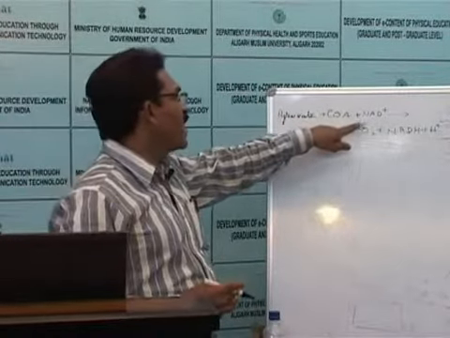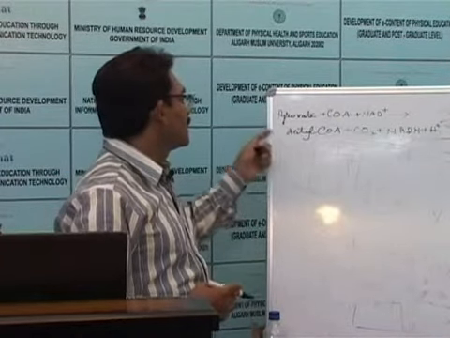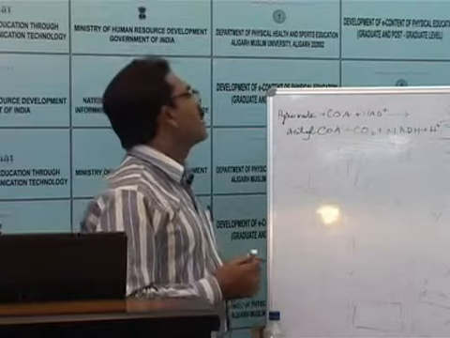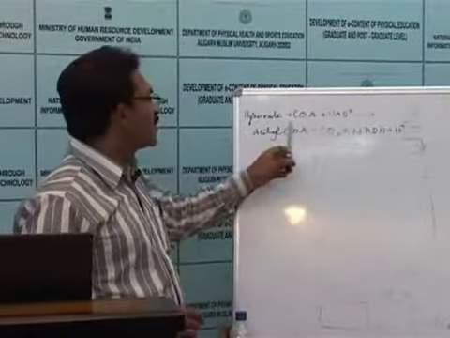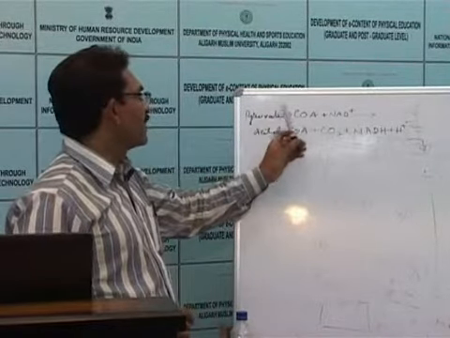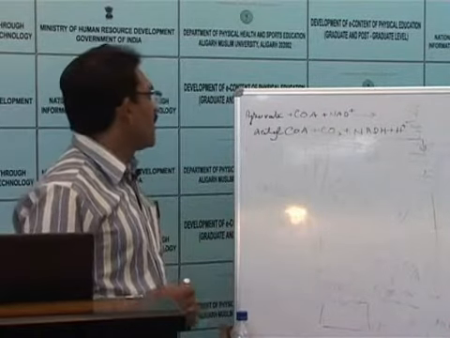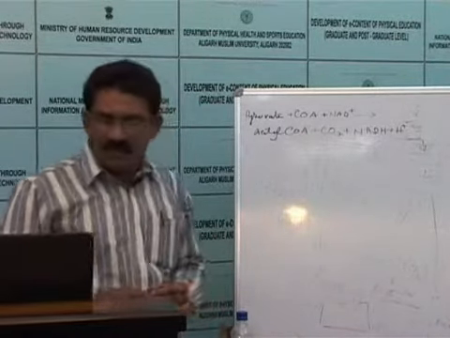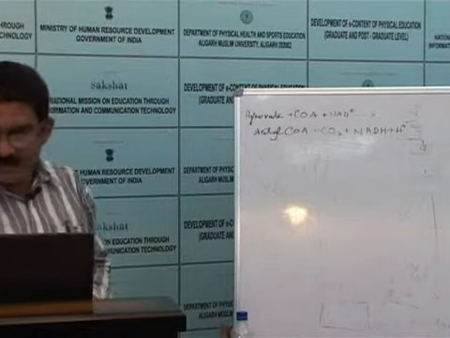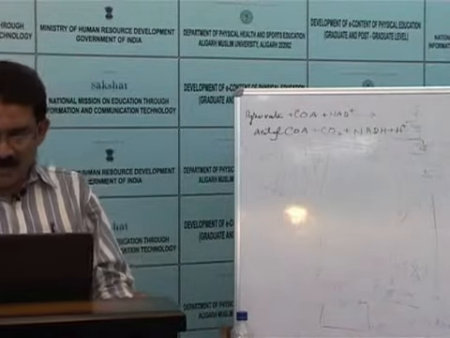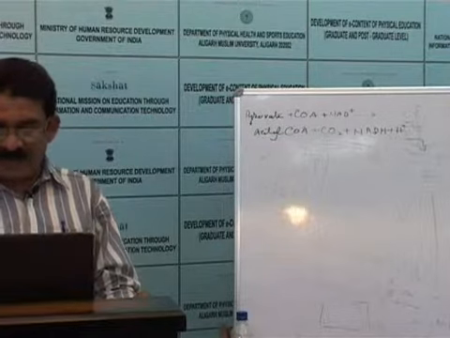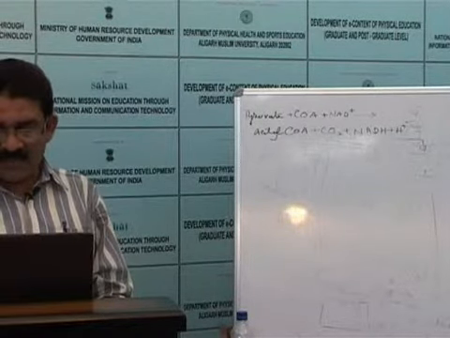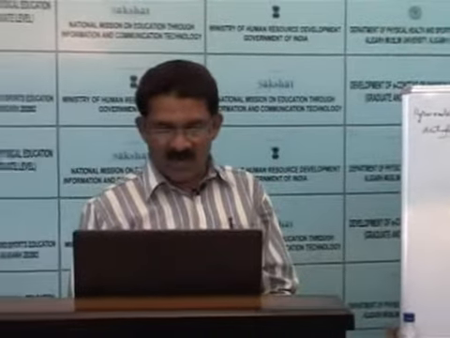Pyruvate plus coenzyme A plus NAD ion reacts to form acetyl coenzyme A plus carbon dioxide plus NADH plus hydrogen ion. Here in this equation, pyruvate, coenzyme A, and NAD ion react and make acetyl coenzyme A, and produce carbon dioxide, NADH, and hydrogen ion. Note that this reaction produced the first molecule of carbon dioxide we have seen formed thus far in the pathway of fuel catabolism, and that hydrogen atoms have been transferred to NAD.